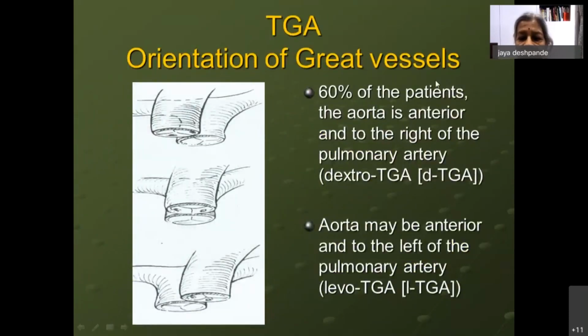What about the orientation of great vessels? In the majority of the patients, the aorta is anterior and to the right of the pulmonary artery. Sometimes the aorta can be anterior and the pulmonary artery posterior. Or the aorta may be anterior and to the left of the pulmonary artery, that is LTGA.